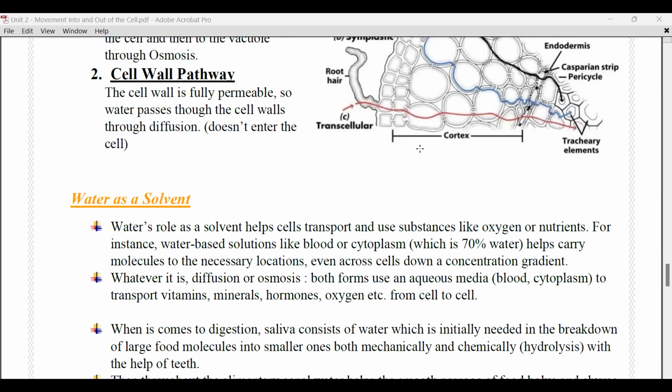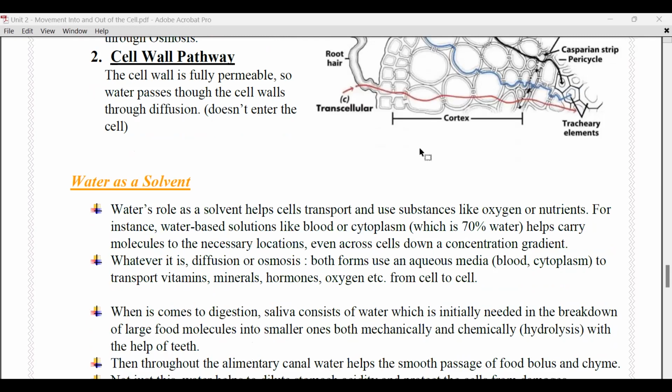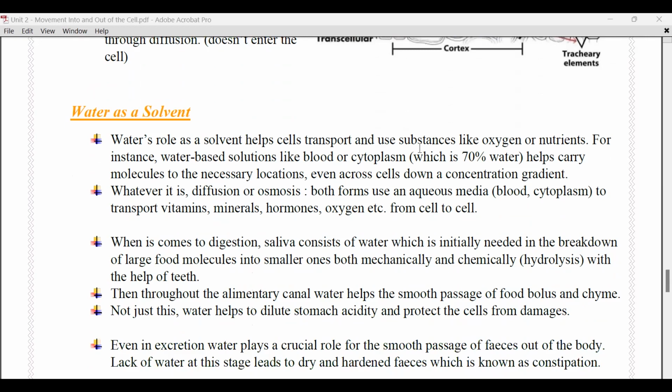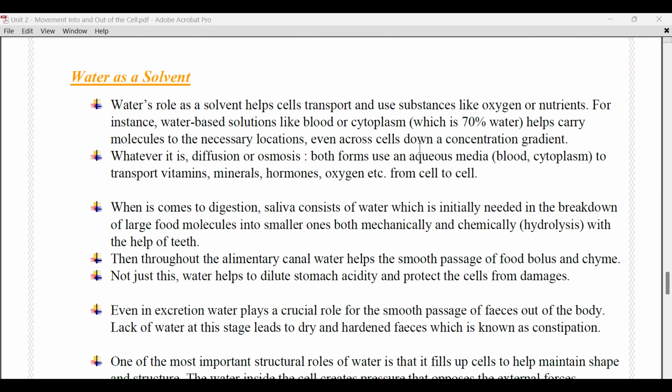So as you know, we have been talking a lot about water and water potential in different solutions. So the final part under osmosis is how water is used as a solvent, mainly in the human body. The main role of water-based solutions such as blood or cytoplasm, which is 70% water, is the transportation of substances like oxygen and nutrients across each cell down a concentration gradient. Whether diffusion or osmosis takes place in the human body, both use the aqueous media of blood or cytoplasm to transport the necessary requirements.